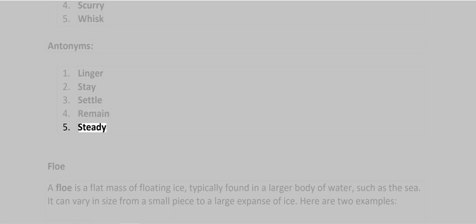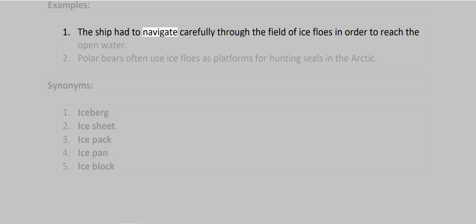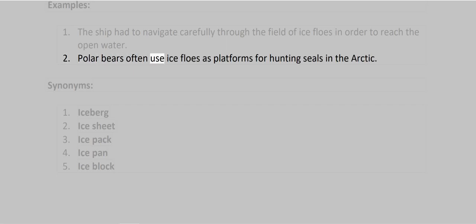Floe. A floe is a flat mass of floating ice, typically found in a larger body of water, such as the sea. It can vary in size from a small piece to a large expanse of ice. Here are 2 examples. Examples: 1. The ship had to navigate carefully through the field of ice floes in order to reach the open water. 2. Polar bears often use ice floes as platforms for hunting seals in the Arctic.